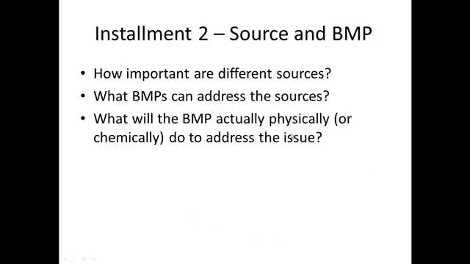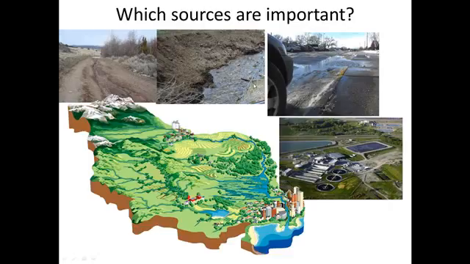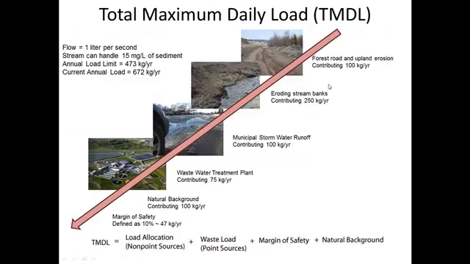And that sets the stage for installment 2, where we talk about how important the different sources are that contribute to that load that you just calculated, and what BMPs can address the sources, or we'll choose one specific source and BMP, and then what that BMP will actually physically or chemically do to address the issue. So if I'm a watershed manager trying to address a water resource issue, I've got all these different pollutant sources in my watershed. Which one is the most important? We started thinking in these terms with the second assignment, where we looked at load allocations across these different sources and started playing with reductions to see where we could get the biggest bang for our buck.